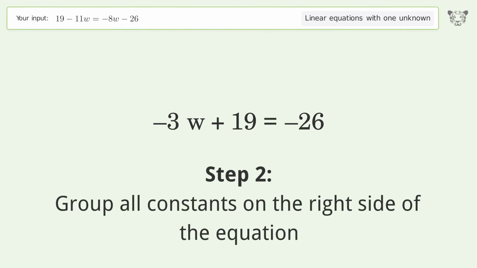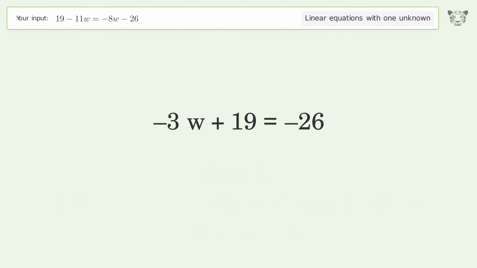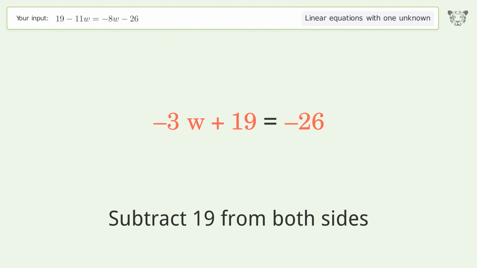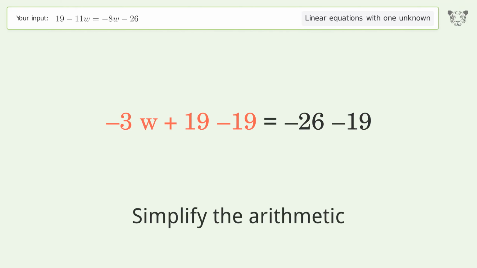Group all constants on the right side of the equation. Subtract 19 from both sides. Simplify the arithmetic.